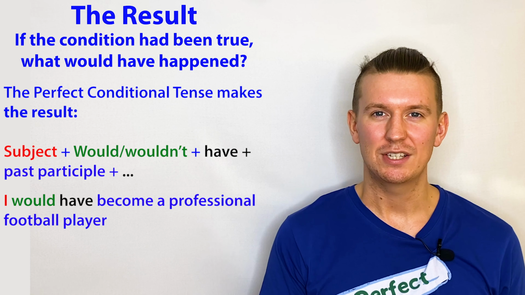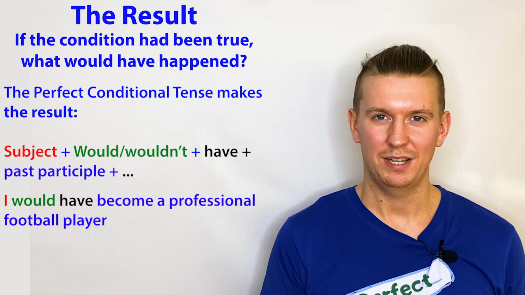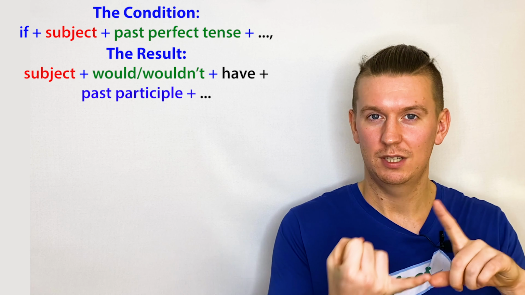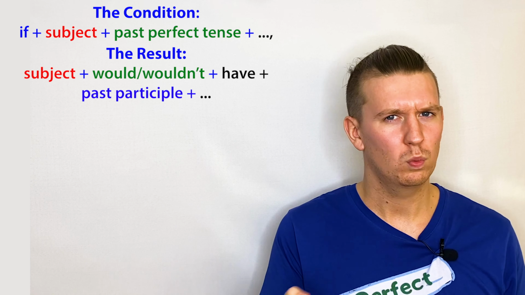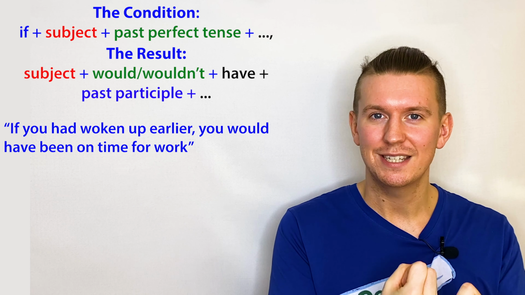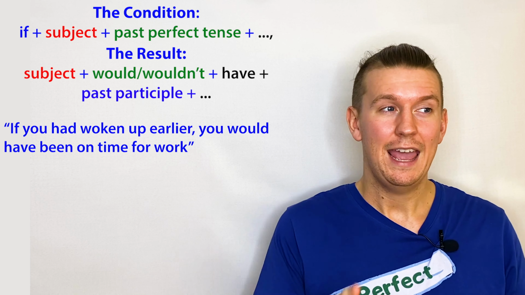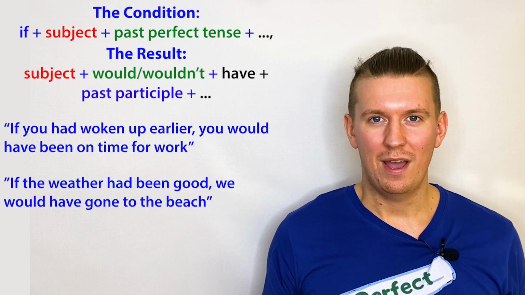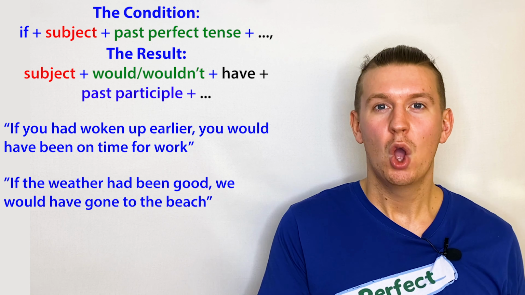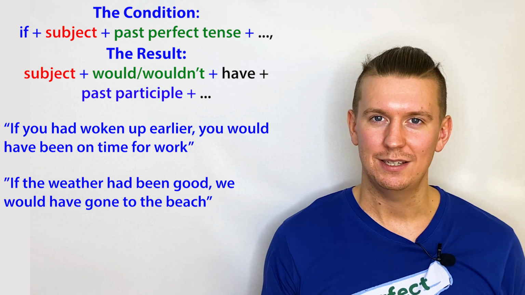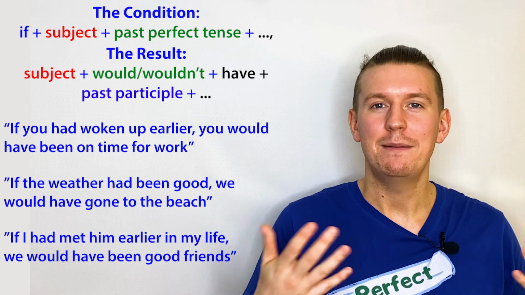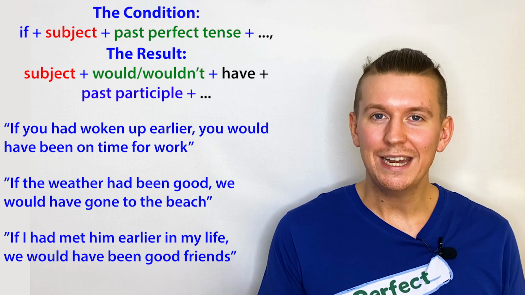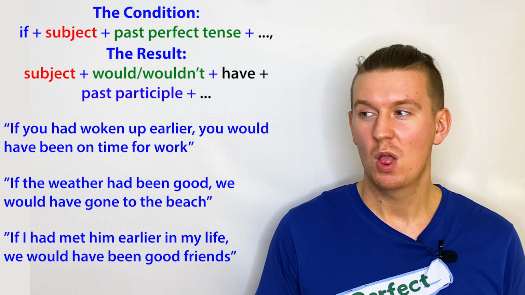So let's look at some more examples from earlier in this video, the condition and the result together. If you had woken up earlier, the condition, if this were true, what would have happened? You would have been on time for work, the result. If the condition were true, you would have been on time for work. If the weather had been good, the condition, we would have gone to the beach, the result. If I had met him earlier in my life, the condition, we would have been good friends, the result.